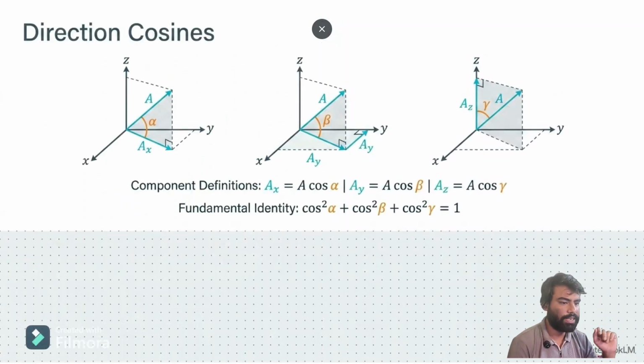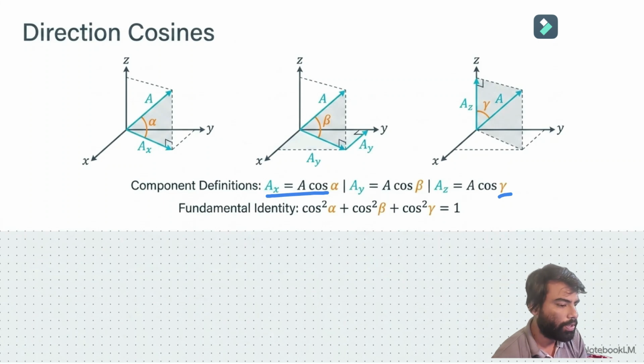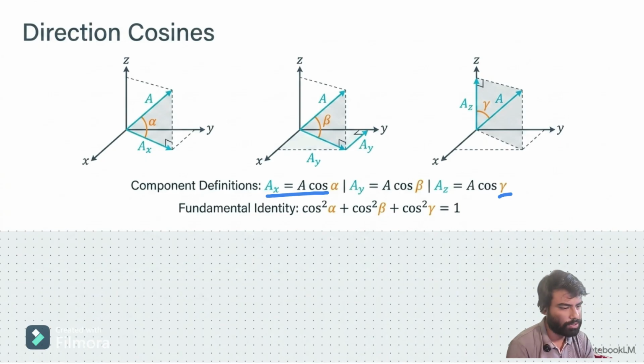So the next slide, the direction cosines. The direction cosine is a thing with which we can find the components. Suppose the angle between vector a and the x axis is alpha, the angle between vector a and the y axis is beta, and the angle between vector a and the z axis is gamma. Then we can write that ax is equal to a cos alpha, ay is equal to a cos beta, and az is equal to a cos gamma.